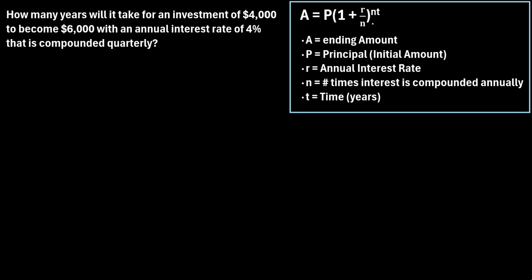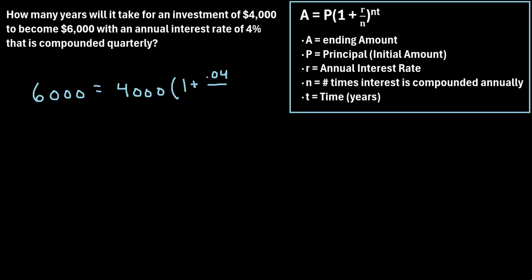So A, the ending amount, we want the ending amount to be 6,000. So we can write 6,000 is equal to P, so that's the principal, the initial amount that we invest, which is 4,000. So we'll say 4,000 times 1 plus, we have R, the annual interest rate, which we're told is 4%. Now, we're going to write this as a decimal. So 4% as a decimal is 0.04.